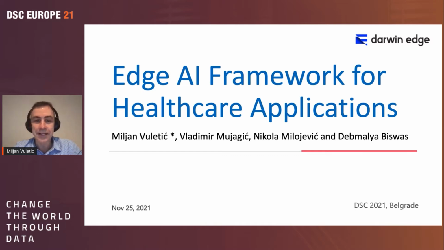So thanks for coming. I'm going to present our work on Edge AI computing, and maybe just give you a little of the background about Darwin. Darwin is a company based in Switzerland, in Lausanne, at EPFL, the Swiss Federal Institute of Technology, and we also have offices in Belgrade and in India. We specialize in providing services and solutions in the field of Edge AI, especially in the industries of automotive, healthcare, and manufacturing.